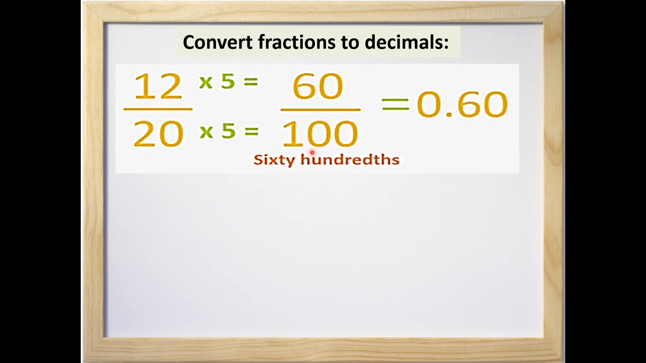Now since 60 by 100 is a decimal fraction, it is easy to convert it into a decimal number. Since there are 2 zeros in 100, we will just shift the decimal point 2 places towards the left from right. So the decimal number is 0.60. Understood children? Now let us take another example.